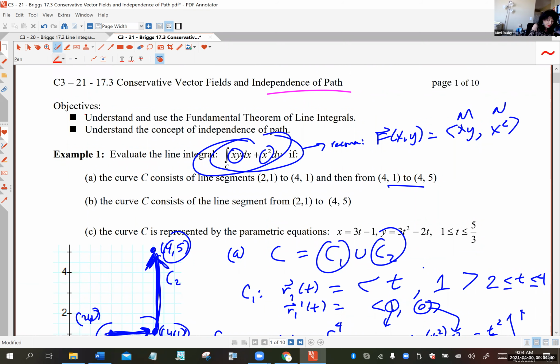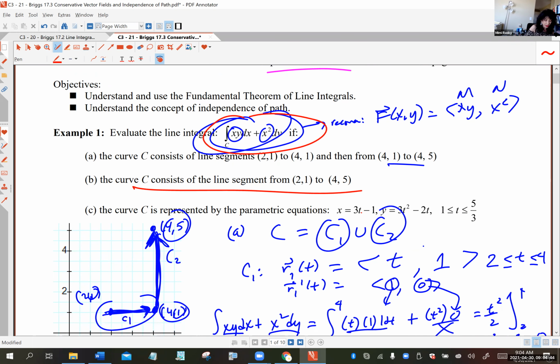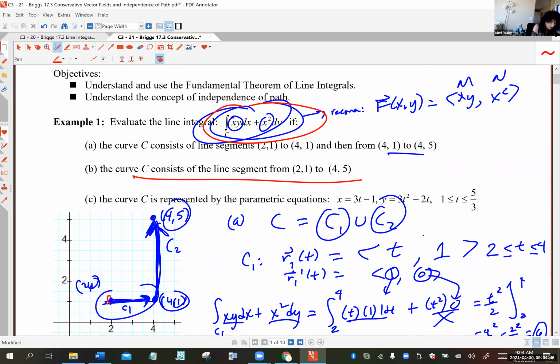So you're going to do the same line integral, but you have a different curve. So it's going to be a straight shot from (2, 1) to (4, 5). So there's your curve for letter B right there. It's a straight shot.